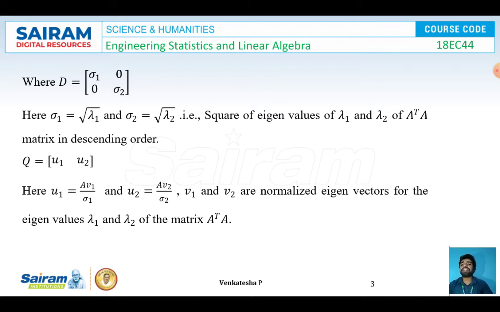Here D is nothing but a diagonal form, given by the notation sigma 1, 0, 0, sigma 2, where sigma 1 is the square root of lambda 1 and sigma 2 is the square root of lambda 2, that is, the square roots of the eigenvalues lambda 1 and lambda 2 of the A transpose A matrix in descending order. And also Q is given by the row matrix u1 u2, where u1 is given by A v1 by sigma 1 and u2 is given by A v2 by sigma 2. Here v1 and v2 are the normalized eigenvectors for the eigenvalues lambda 1 and lambda 2 of the matrix A transpose A.